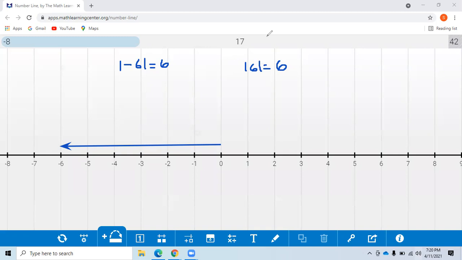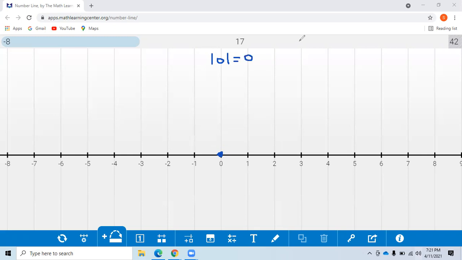Let's also look at the absolute value of 0. And if I were to locate 0 on the number line, it's right here, right? Has it moved any distance from 0? No, it's right at 0. So the absolute value of 0 is equal to 0.